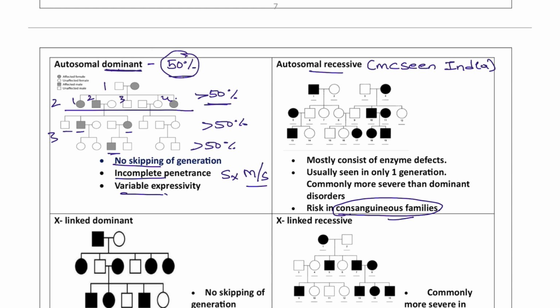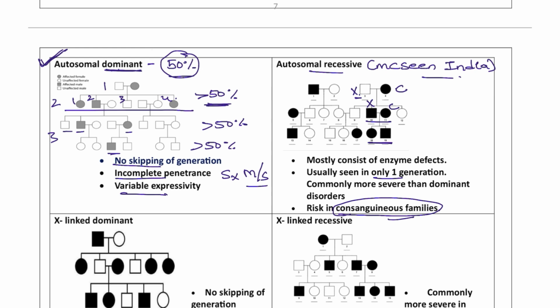Okay, overall the most common is autosomal dominant only because it has a 50% penetrance. But among the consanguineous families, this is the most common in India, and most commonly they are associated with only one generation. For example, this mother is a carrier, but this father doesn't have the disease, so most likely the next generation is less likely to get it.